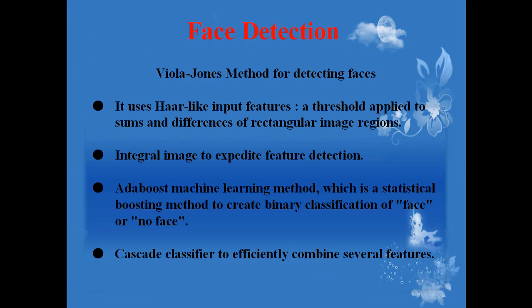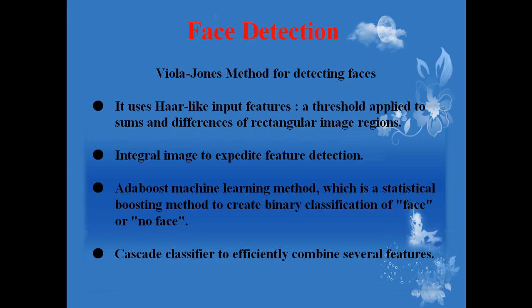To expedite the detection of Haar-like features, an integral image is used instead of working with individual pixels. To convert an image into an integral image, each pixel is made equal to the sum of all the pixels above and to the left of the selected pixel.